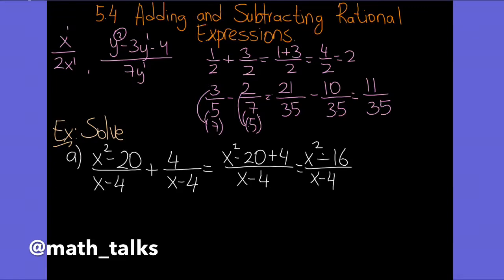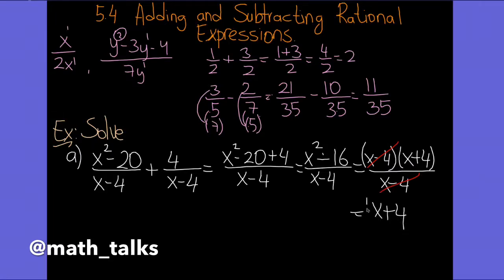Now x squared minus 16. Remember, difference of two squares. So (x minus 4)(x plus 4) over x minus 4. Now, do we have any same factors here? Yes, x minus 4 and x minus 4. So my result will be x plus 4. Let's solve the next question.